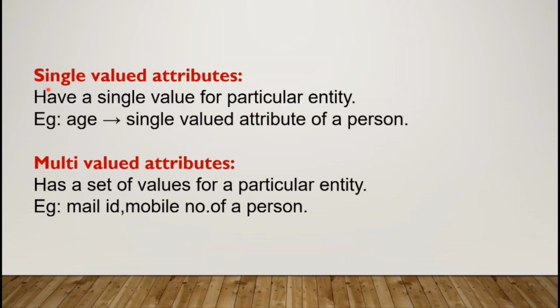The next attribute that we are going to discuss is the single valued attribute. A single valued attribute has a single value for a particular entity. Let's consider an example, age, a single valued attribute of a person. A person can have one age. The next attribute is the multi-valued attribute. A multi-valued attribute has a set of values for a particular entity. For example, mail ID and mobile number of a person. A person can have more than one mobile number and more than one mail ID.